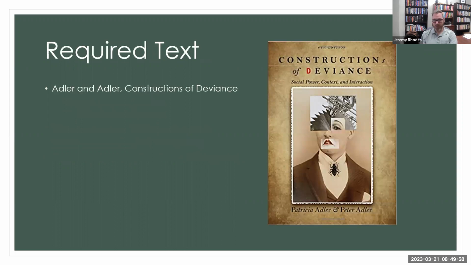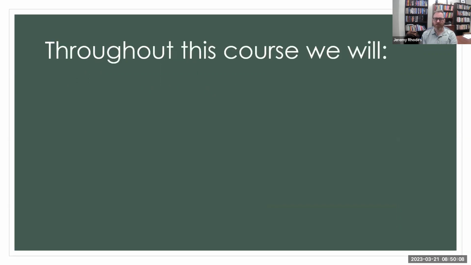Our textbook is this book. It's called Constructions of Deviance by Patricia Adler and Peter Adler, and they're the editors of this book. It's a compilation of several different readings on deviant groups. So in this course, we're going to define deviance. What is it? What is it today?